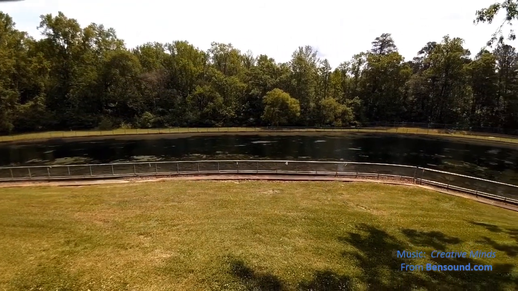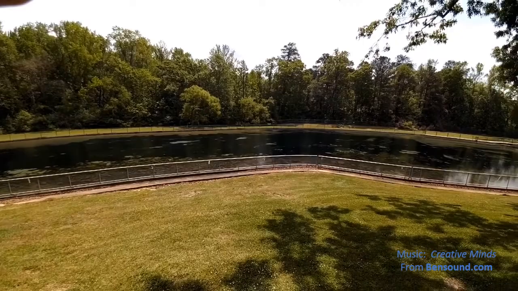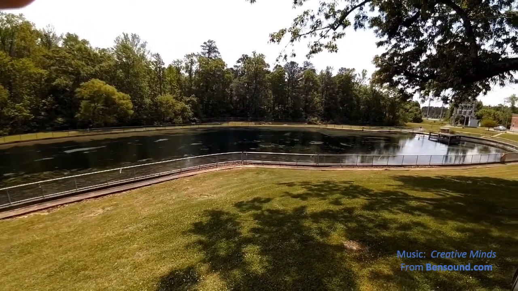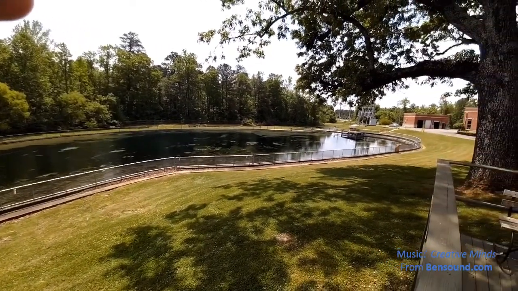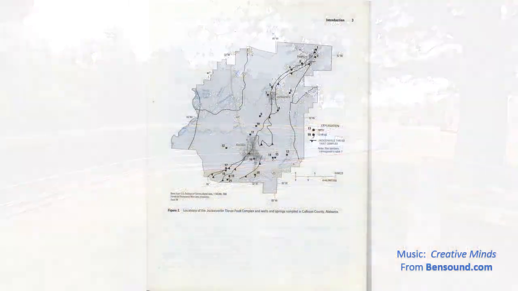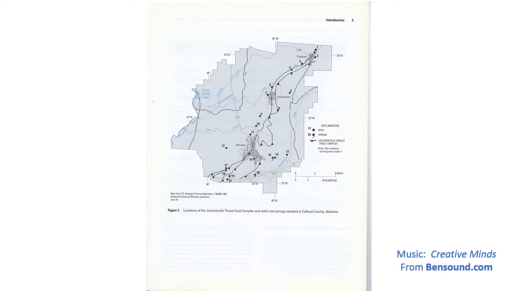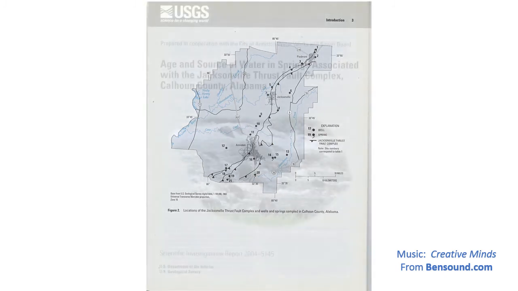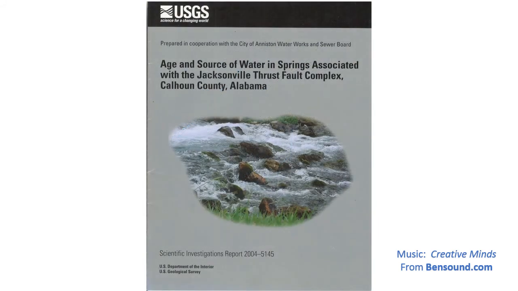The water is derived from a karst aquifer complex associated with the Jacksonville Fault. The age of the water, or how long the water has been underground, is reportedly 15 to 40 years. More information about Coldwater Spring can be found in a 2004 report from the USGS.